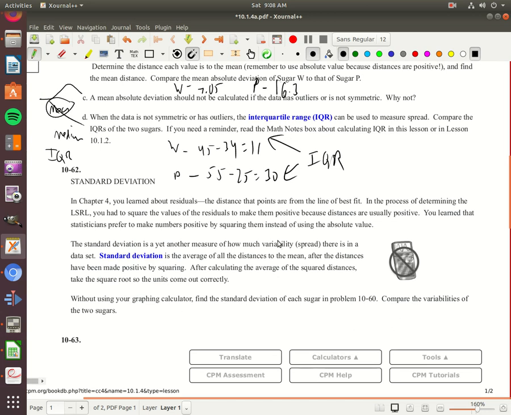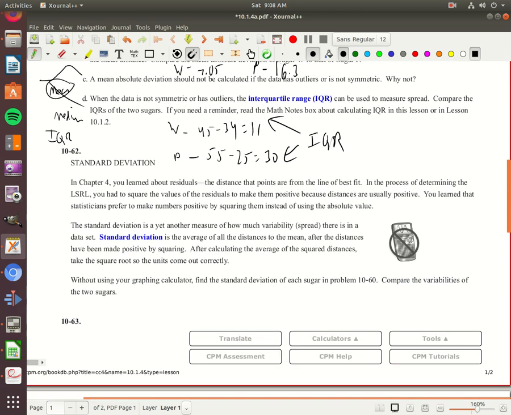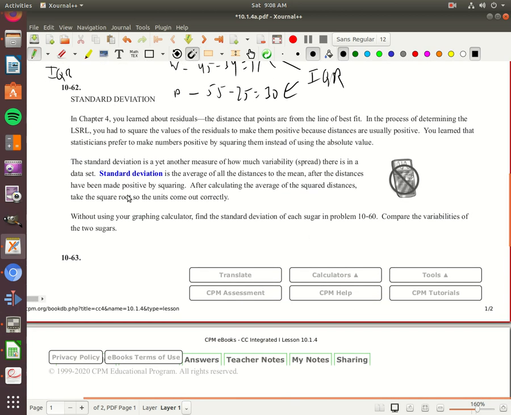I think what you'll notice is these two things are very similar. They have a lot in common. However, here we're using the absolute value, and here we're using squares and then square rooting it back. So anyway, that's a little thought about that. The standard deviation is yet another measure of how much variability or spread there is in a data set. And again, the standard deviation is going to use the mean.